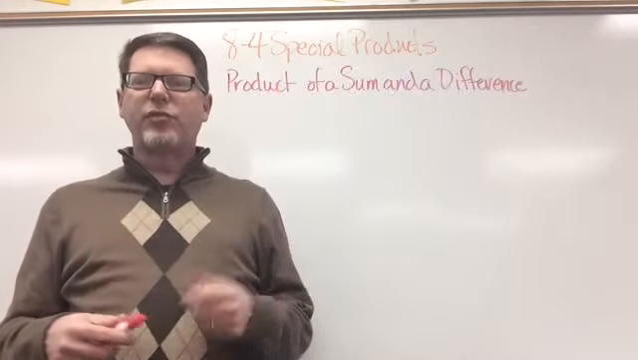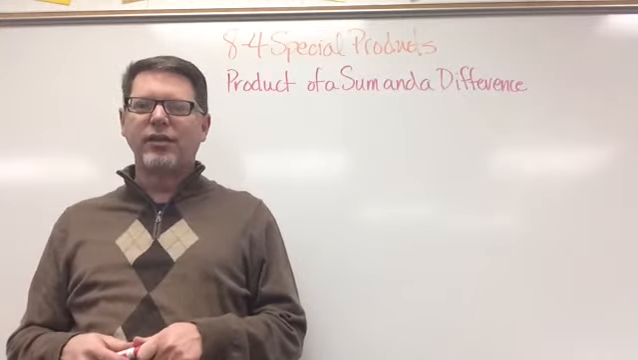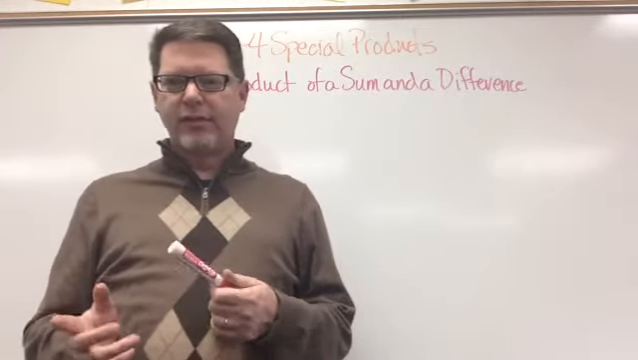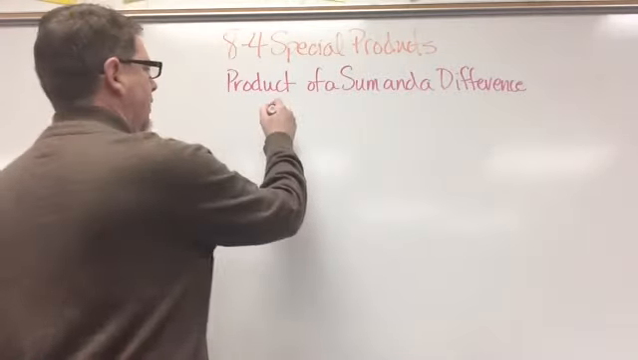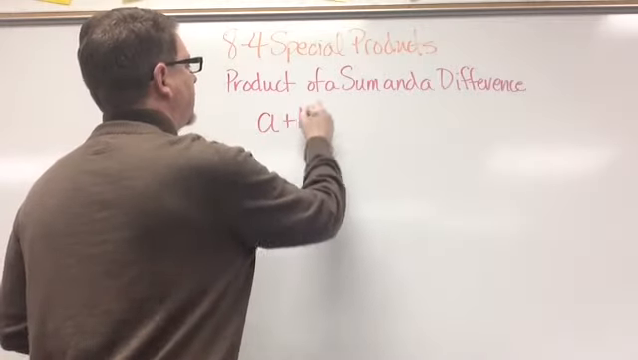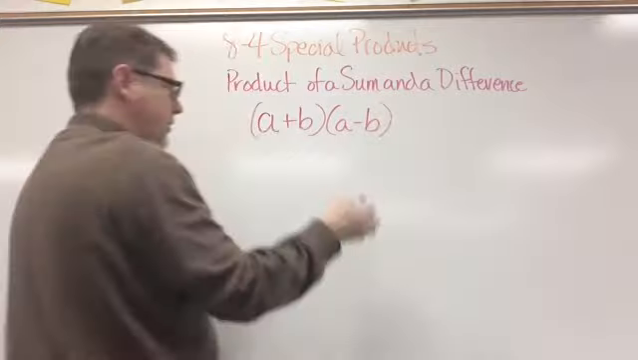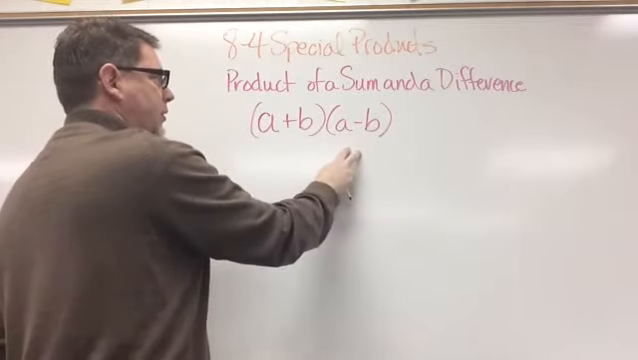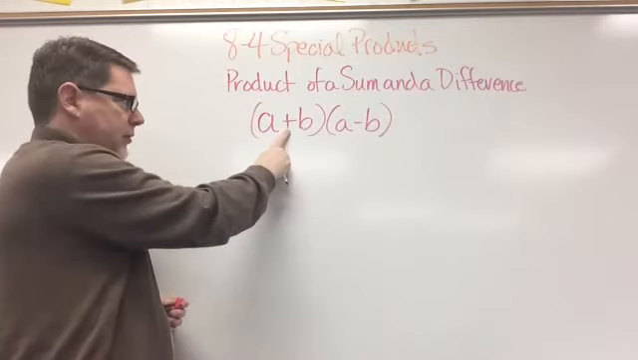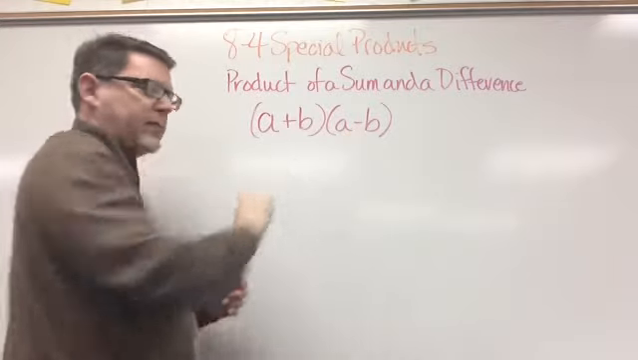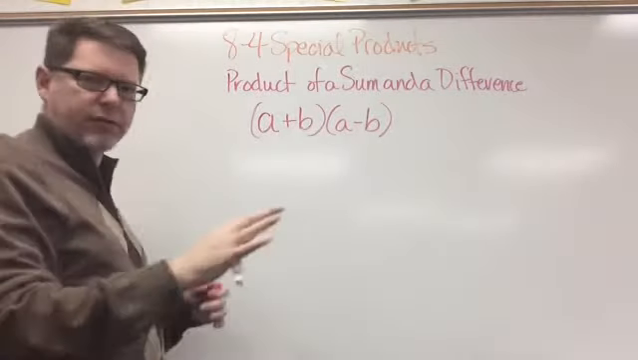The last special product I want to look at is called the product of a sum and a difference. So it might look something like this: a plus b times the quantity of a minus b. It's a product, because I'm multiplying the two binomials, of a sum and a difference. Now I'm going to work this one out so I can show you something.